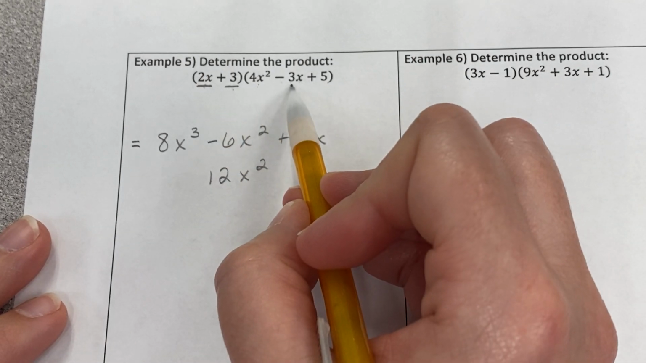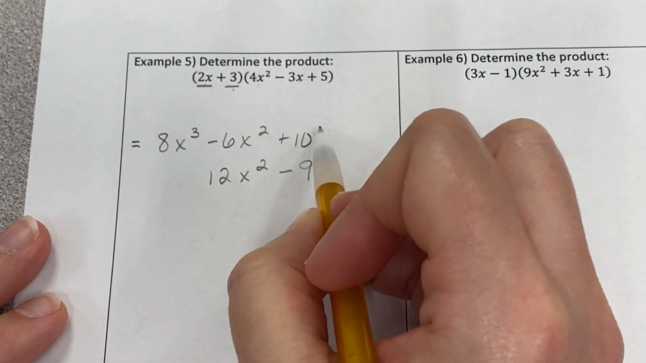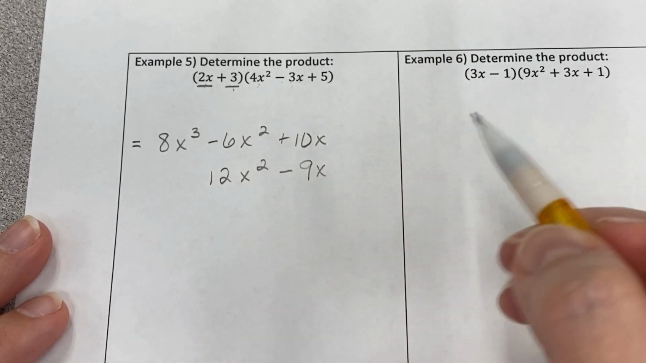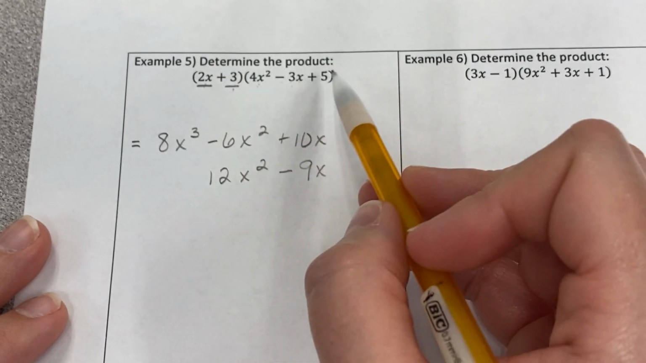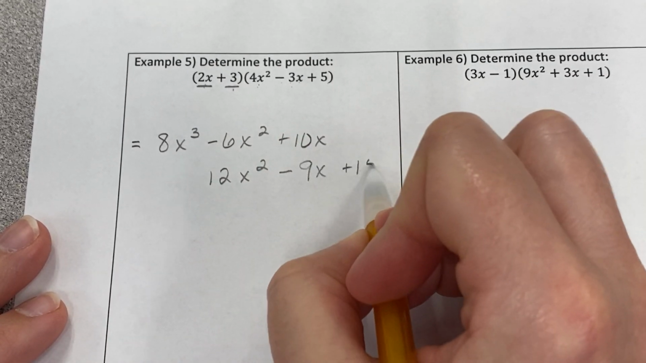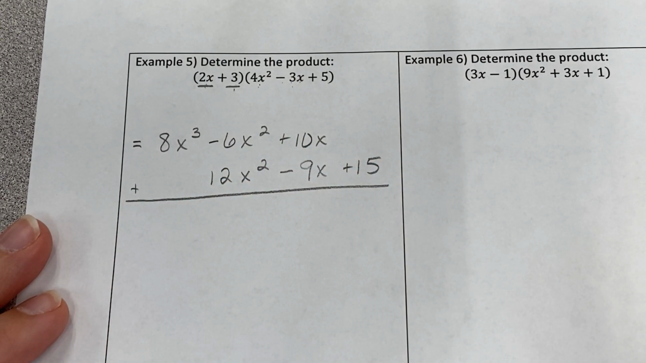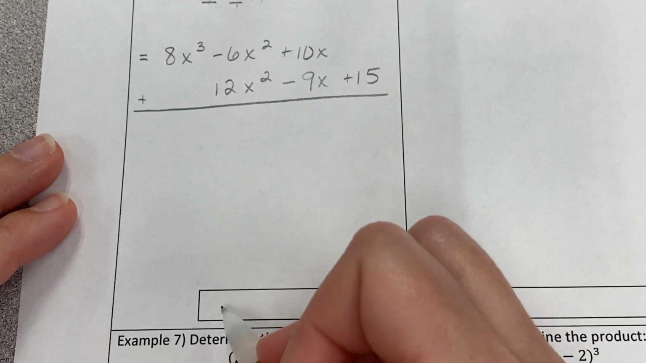And then 3 times negative 3x is negative 9x, and I'm going to put it here, and see how my like terms are lining up? And then 3 times 5 is 15. I don't have any others like that, so it goes here. And now I can add vertically. Actually, I guess when I do, I'll put it down here.